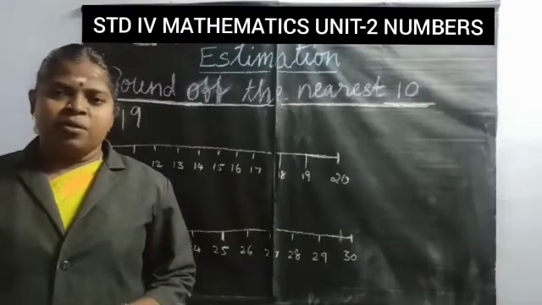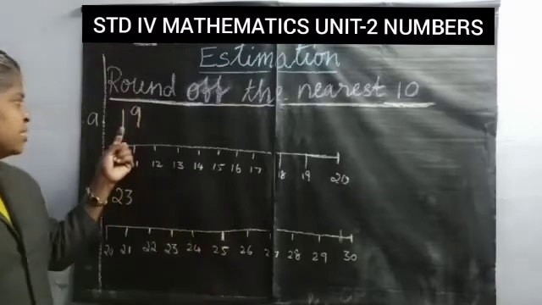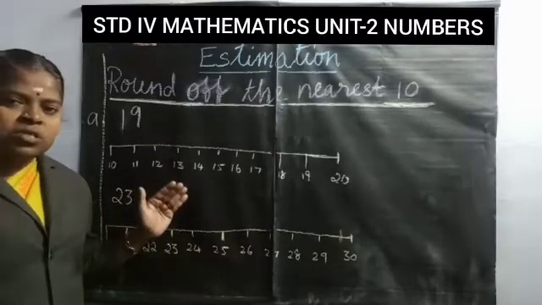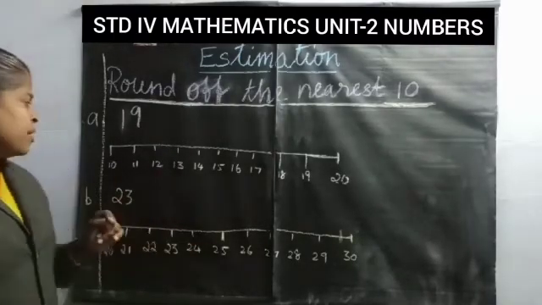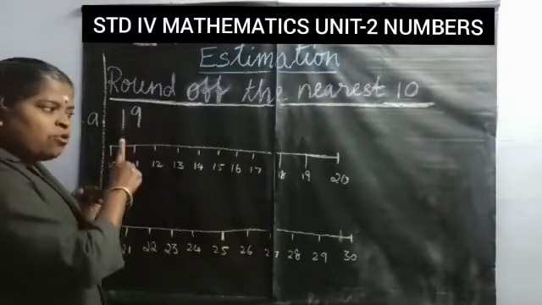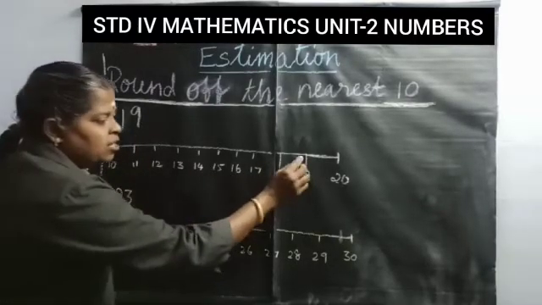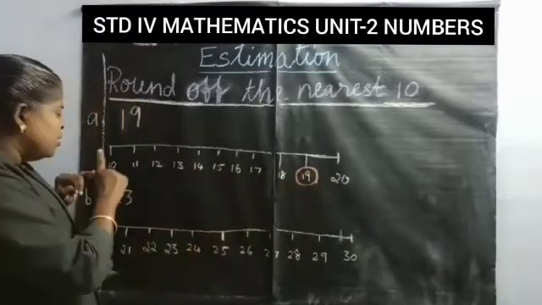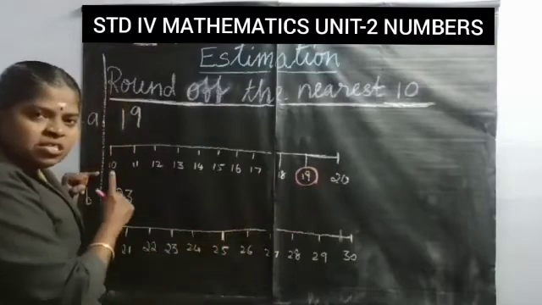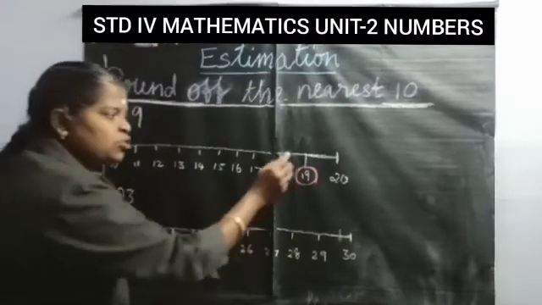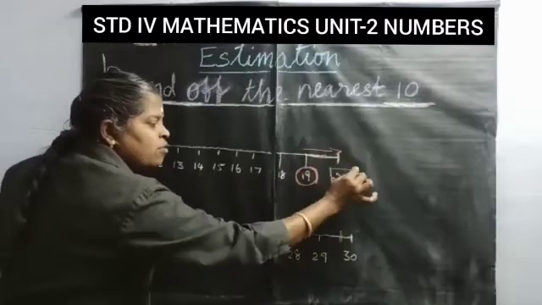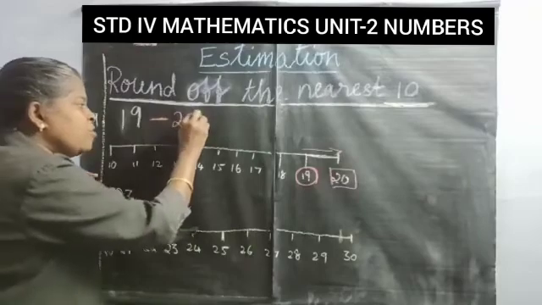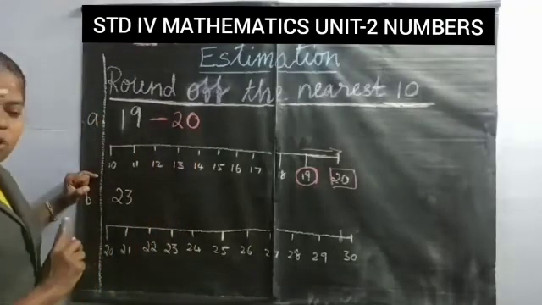Now we can round off the numbers nearest to 10. Look at here, what number is given? 19. So now we can round off the numbers using a number line. Where is the 19 here? Here. So first we circle the 19. It is nearest to 10 or 20. It is nearest to 20. So 19 is nearest to what? 19 is nearest to 20.